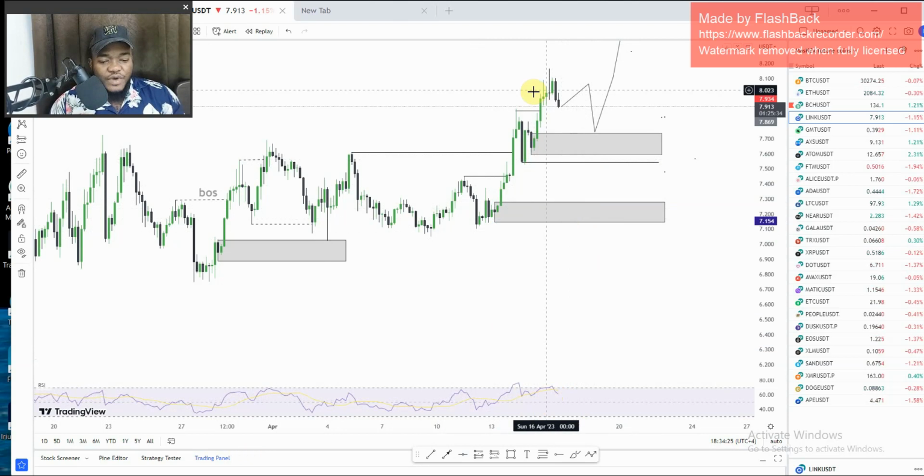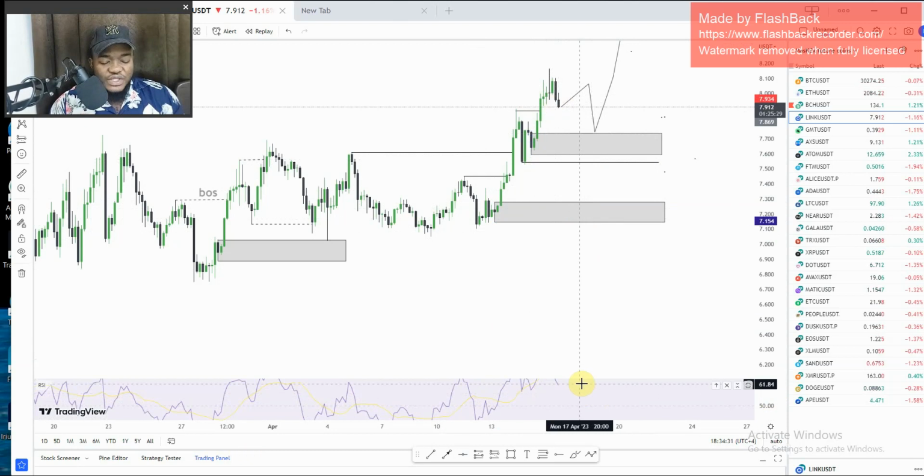But if we retrace to this level and our RSI showing below is still at overbought, then it means that a possible break of this particular structure here is possible. You understand? So all we need to do here is to wait for confirmation around this level. The reaction of price around this level will determine the next direction of this particular coin. So if the price came here and picked, we'll long the coin and target upper, because a break of this particular place is very possible.